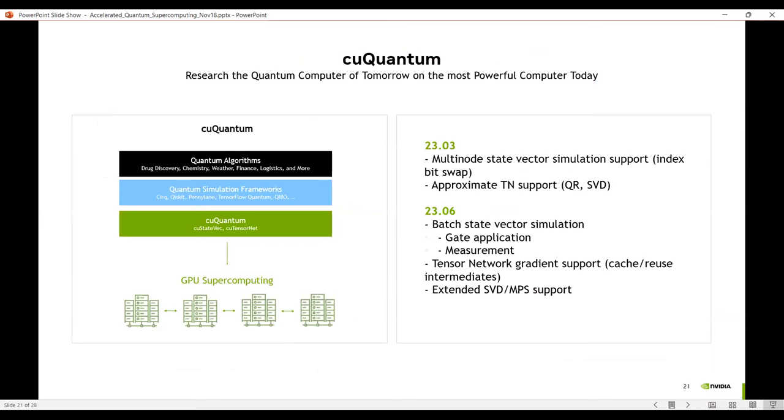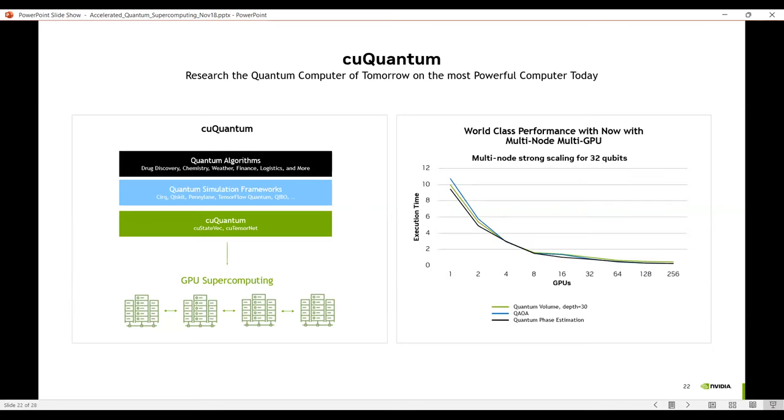Our latest version supports multi-node, which allows running larger qubit counts. On a single node we are running say 32, 34 qubits, but with multiple nodes, we can go up to 50 qubits for a state vector. And for tensor network, we can go for even larger numbers of qubits. Here we are showing the performance. As we increase the number of nodes, the execution time comes down, which we call strong scaling in the high performance computing domain. So for strong scaling, we are seeing good performance as we increase the number of GPUs, right?